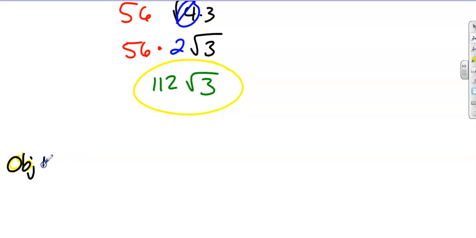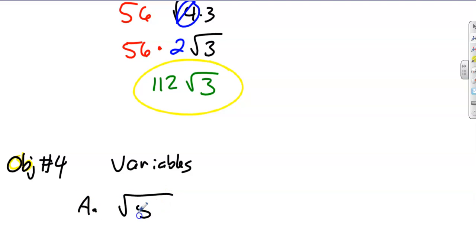All right, objective 4. In objective 4, they go back to what we were doing with addition and subtraction. This time they throw some variables in there. So we're still going to be multiplying, and we're still going to go through these things, but this time they're going to give you variables mixed in. So it's something like the square root of 5x times the square root of 6x.